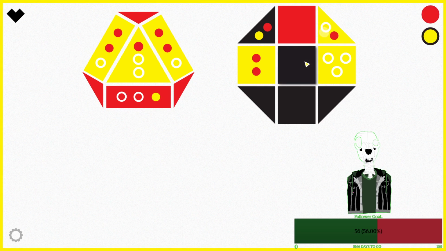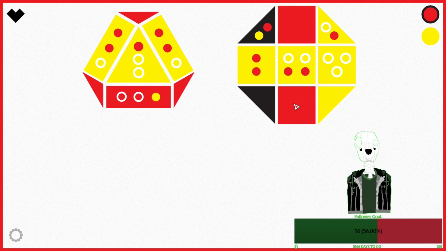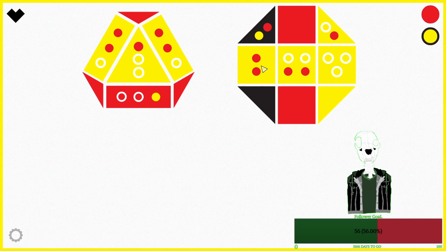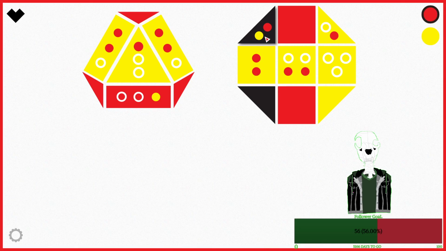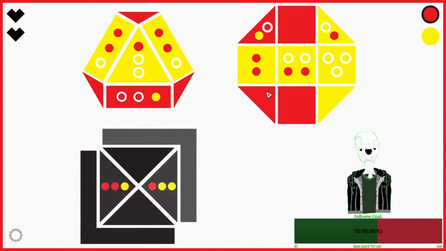Because I could just do this. Sorry, touching two yellows. That's touching two reds. Supposed to touch two reds. Both of these have to be red? Yeah. Now we get it. A red and two yellows. And two reds and a yellow.